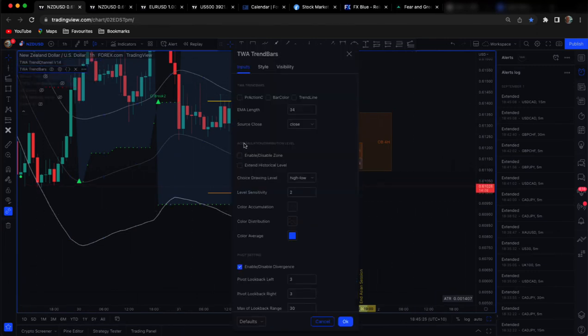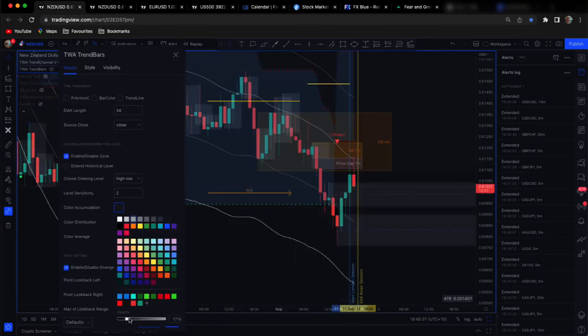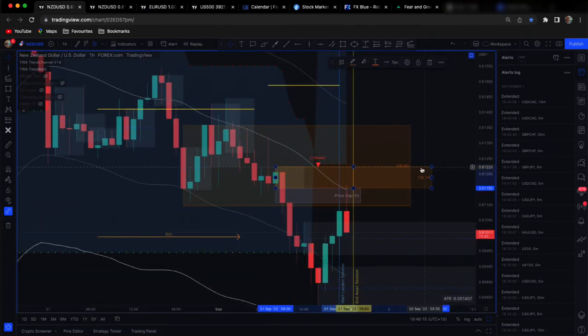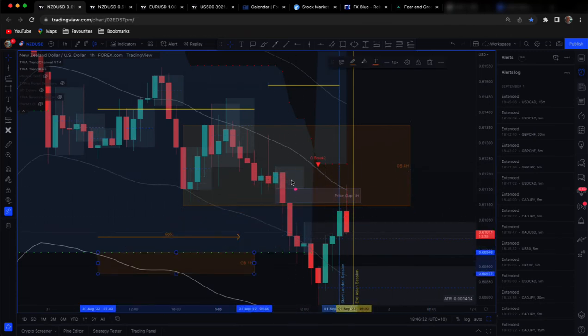You come down to accumulation distribution, enable. Look what it's doing. Okay, so you can increase the intensity, you can back them off. Look what it's giving us. If we go in here, let's take this away. See the dotted line? It's giving us the 1 hour order block. That's this candle prior to this move, marking up the 1 hour.